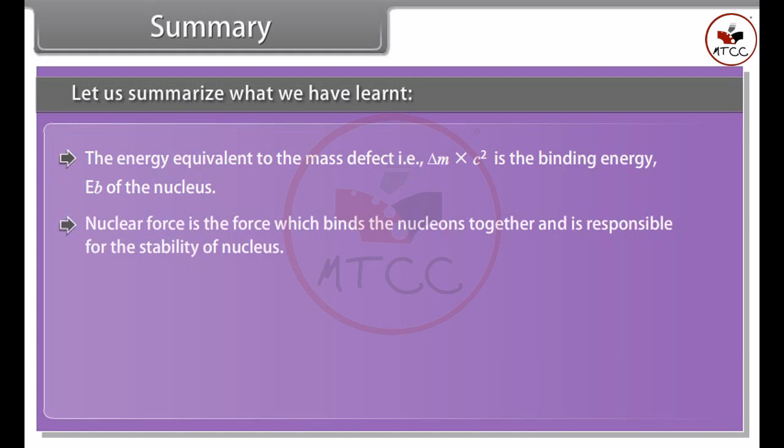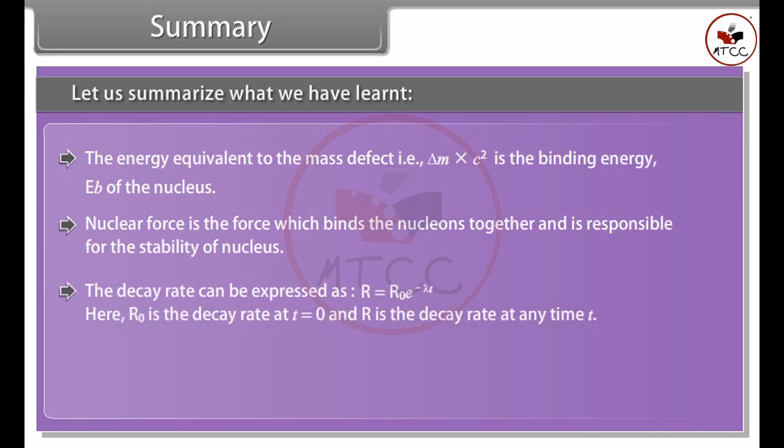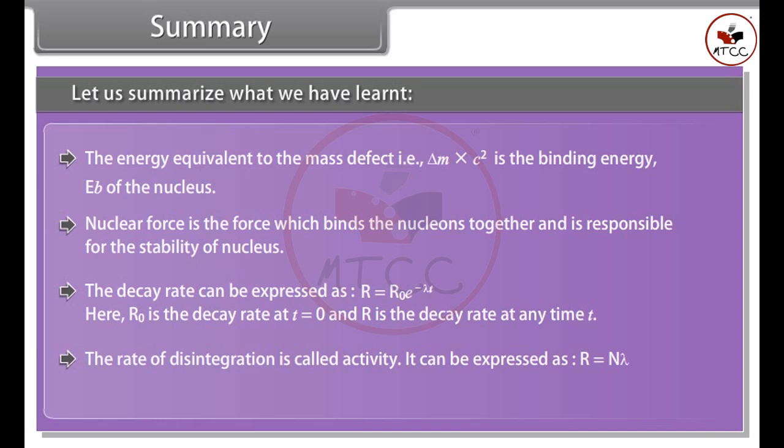Nuclear force is the force which binds the nucleons together and is responsible for the stability of nucleus. The decay rate can be expressed as R equals R0 e to the power minus lambda t. Here, R0 is the decay rate at t is equal to 0, and R is the decay rate at any time t. The rate of disintegration is called activity. It can be expressed as shown. The SI unit for activity is becquerel.